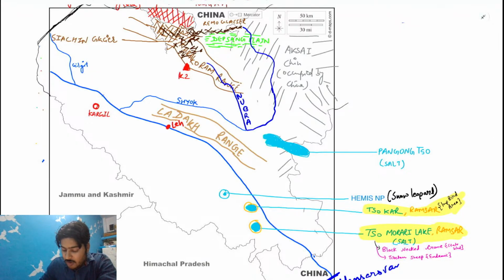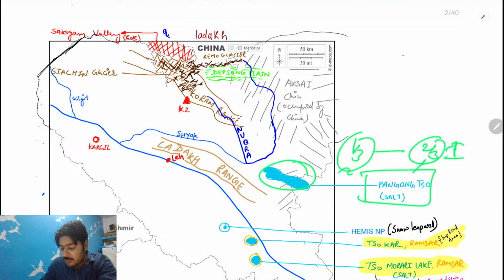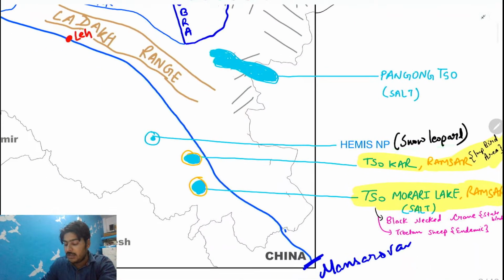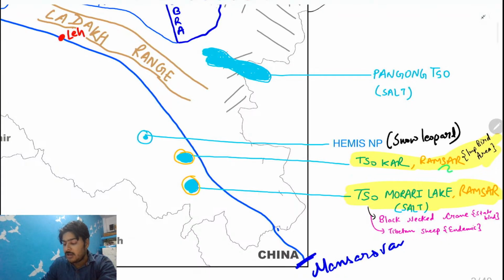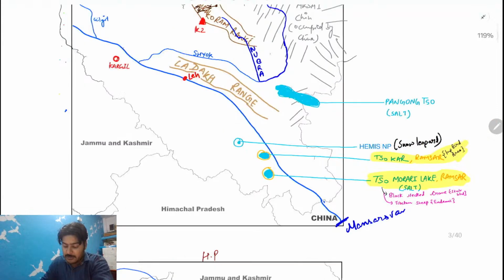Now, some lakes. Let us talk about them. So this is, as we just discussed, the Pangongso Lake. 2/3 of the water is in India and 1/3 is in Pakistan. Next we talked about the Hemis National Park, which is associated with the snow leopard. Sokar, it is a Ramsar site. Somoriri, it is also a salt lake and a Ramsar site. Black-necked crane is found here, it is the state bird. And Tibetan sheep, it is endemic, which is found here.